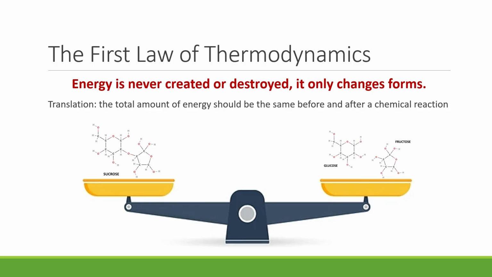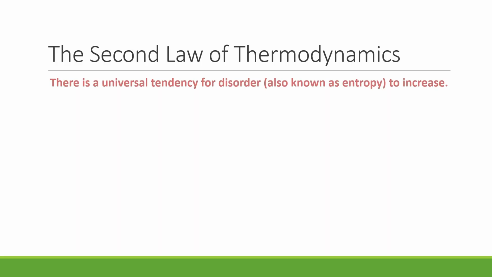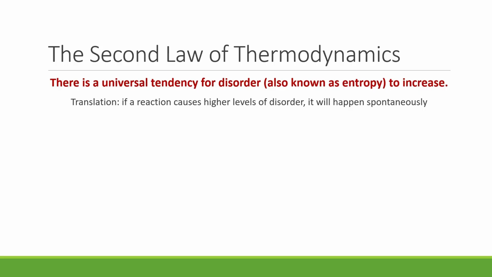Okay, that's simple enough. But the key really lies in the second law of thermodynamics, which states that there is a universal tendency for disorder, which in thermodynamics is also called entropy, to increase. There's a universal tendency for disorder and disorganization to increase. In other words, if a chemical reaction causes higher levels of disorder, it will happen spontaneously.